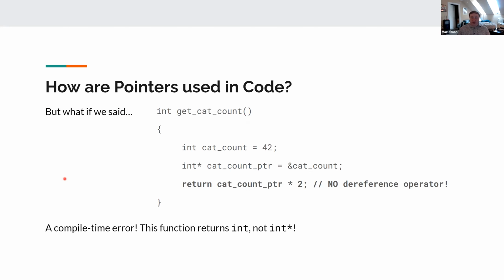Now, what if we said this? What if we didn't use the dereference operator here? Well, there's data right in here without going to the memory address this refers to, but what is that data? That data is a pointer. That's a pointer data type.